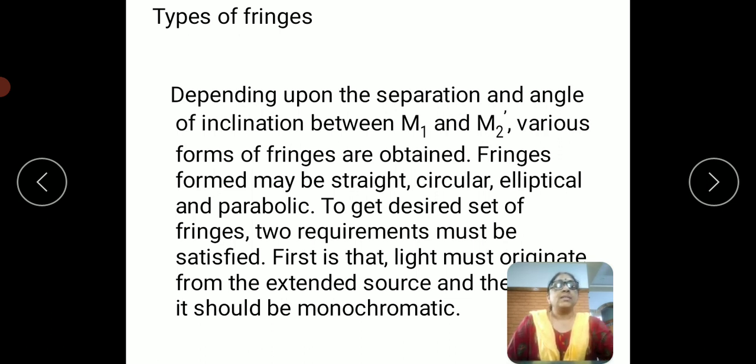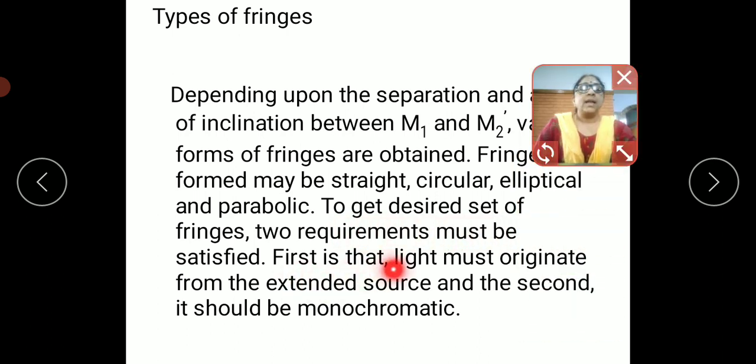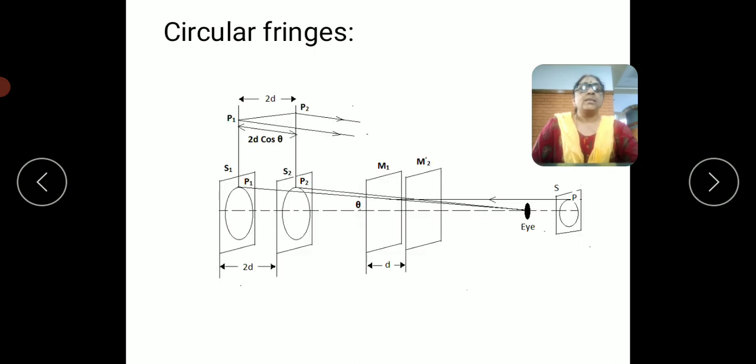Depending upon the separation and the angle of inclination between M1 and M2 dash, various forms of fringes are obtained. The fringes may be straight, circular, elliptical, and also parabolic. To get a desired set of fringes, two requirements must be satisfied. First, the light must originate from an extended source, and second, it must be monochromatic.